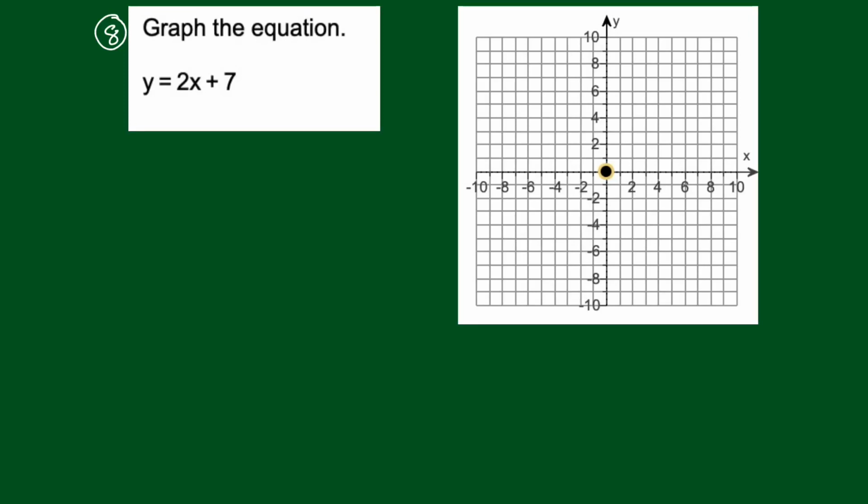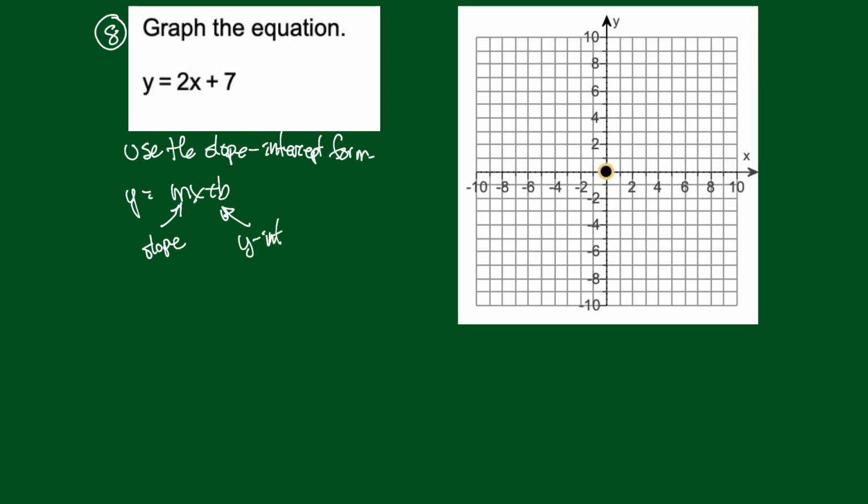I'm going to graph this equation using the slope-intercept form. Now, here's what I know. If you have an equation, y equals mx plus b, that multiplier of the x, that's the slope. And that number out there by itself, that constant, that is the y-intercept. So just looking at this one, I can tell that number out there by itself, that's 7. That's where the line crosses the y-axis.